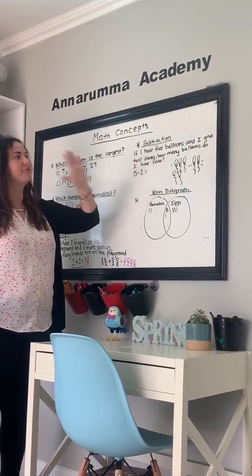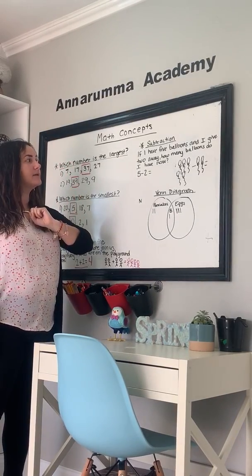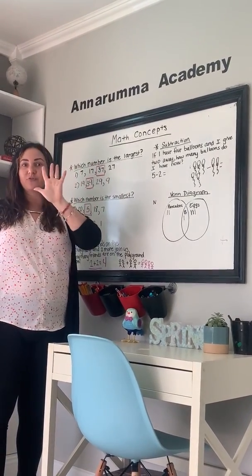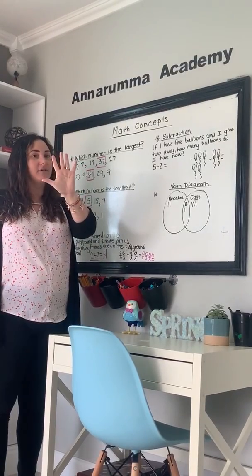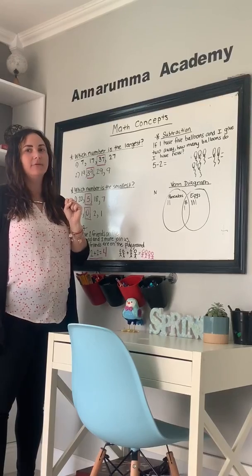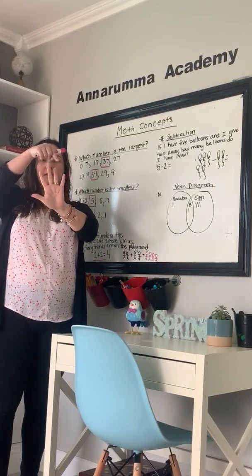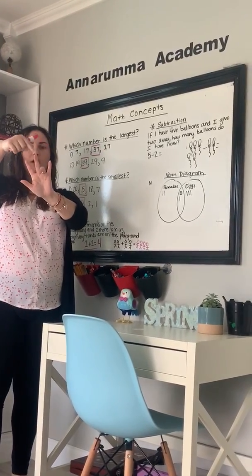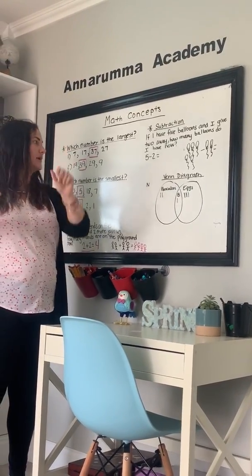Okay, so if I have 5 balloons and I give 2 away, how many balloons do I have now? So you remember, use your fingers, you can use objects, but if you have 5 balloons and you take 2 balloons away, how many do you have left? So let's practice with our hands. We have 1, 2, 3, 4, 5 balloons, and I'm going to take away 1, 2. So that leaves me with 3 balloons.